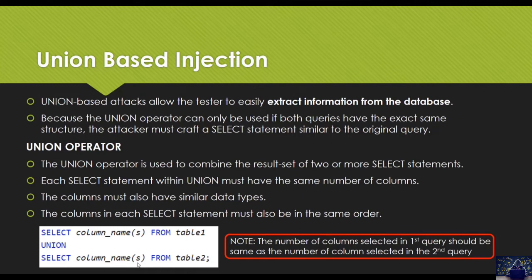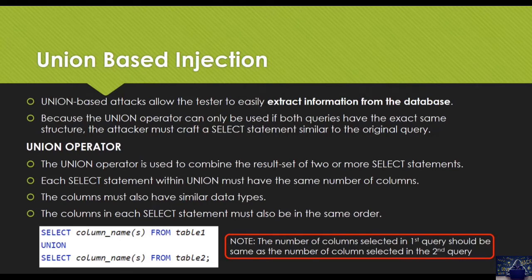If you look over here, we have a small query that is select column name from table 1 union select column name from table 2. This is the syntax of a union-based SQL query. Note that the number of columns selected in the first query should be the same as the number of columns selected in the second query. This is the most important point on which the union query depends. As you can see, in our first query we have only one column, that is column_name, and in the second query as well we have only one column, that is column_name.